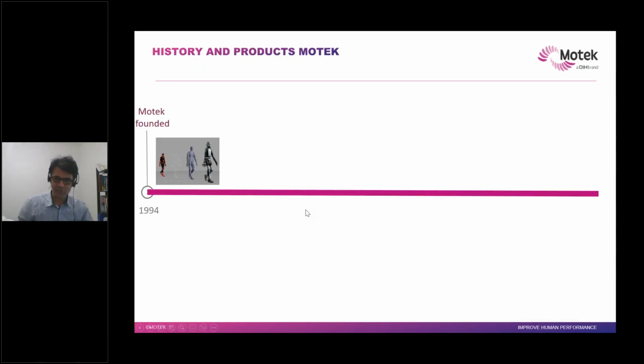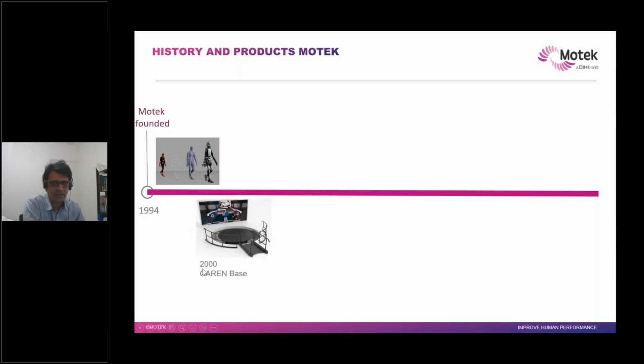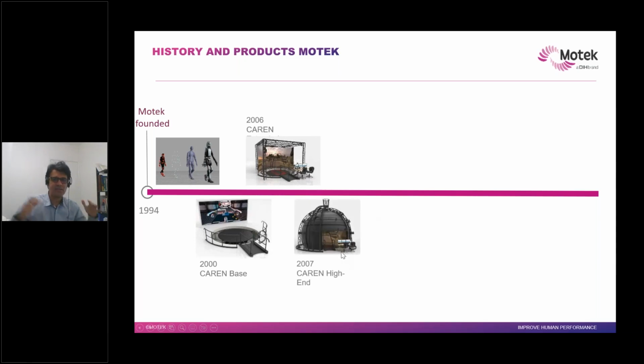So a little bit about the history of Motek. Motek started in 1994. It was around gaming-type things, but then they figured out they could build something around it for medical purposes. So the CAREN base was there, and we'll hear more about CAREN and learn what it is. Then CAREN 2006 was basically the CAREN extended, as you can see. Then the high end, this is the top end of what we have. There are many of them out there in the world.